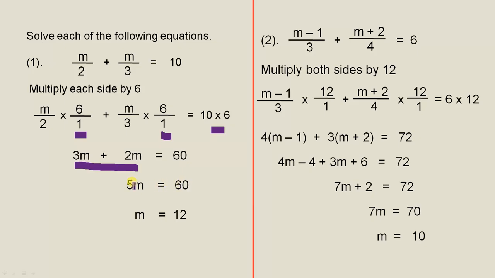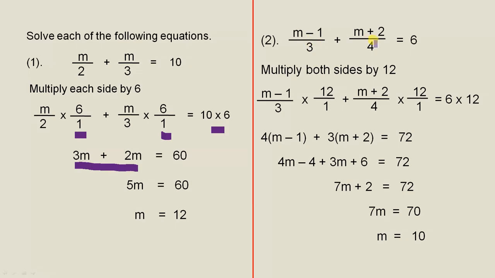If we divide both sides by 5, that gives us m equals 12. 5 12s are 60. And when you substitute 12 into here, and you simplify each term, you will get the answer of 10. Example 2.